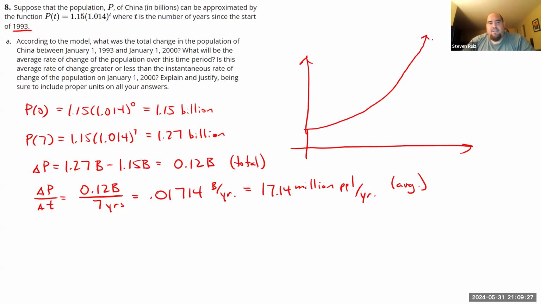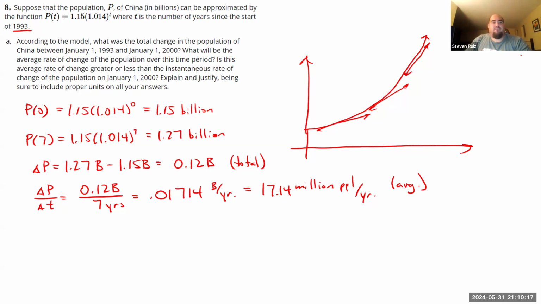But not only does the function increase, the rate at which it increases, the instantaneous rates, also grows. Looking at a graph, think about what the slopes of these tangent lines look like as I go from left to right. They're all positive, but also they're getting steeper and steeper, which means the more time that passes, not only are there more people in China, but the rate at which the population grows is also going to get greater. Because of that, the instantaneous rate of change in 2000 will be larger than the average rate of change between 1993 and 2000.